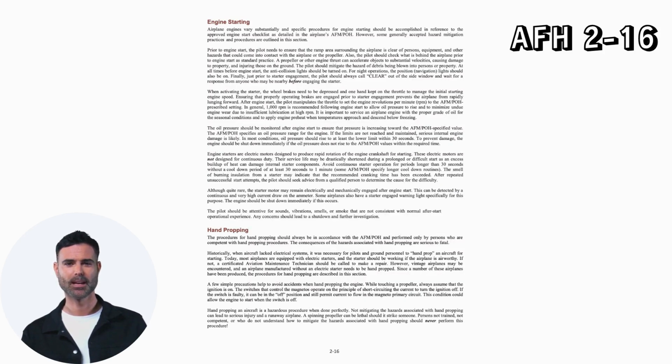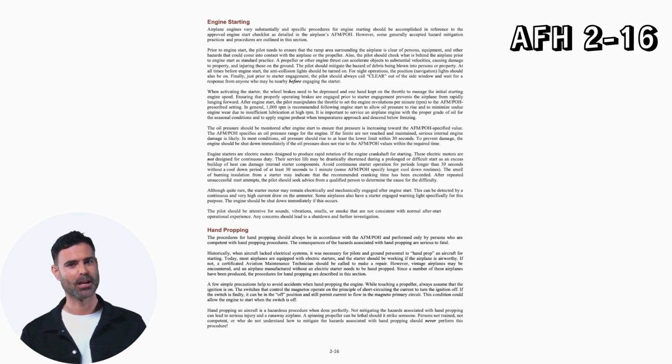Engine starting. Airplane engines vary substantially, and specific procedures for engine starting should be accomplished in reference to the approved engine start checklist as detailed in the airplane's AFH. However, some generally accepted hazard mitigation practices and procedures are outlined in this section. Prior to engine start, the pilot needs to ensure that the ramp area surrounding the airplane is clear of persons, equipment, and other hazards that could come into contact with the airplane or the propeller. Also, the pilot should check what is behind the airplane prior to engine start as standard practice.